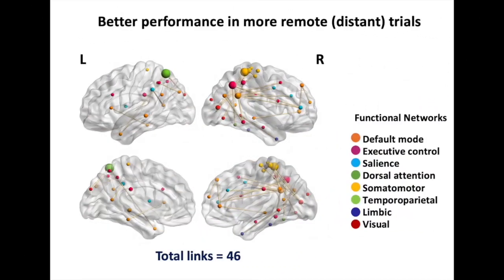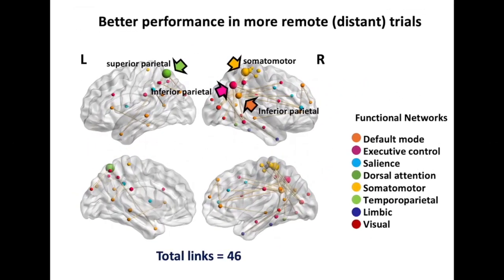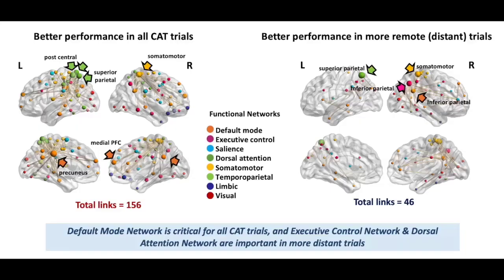The predictive network of better abilities for solving the trials of the task with a higher associative remoteness between the keywords and the response also had a whole brain distribution. The brain nodes with the highest number of connections were localized in brain regions that belong to the somatomotor networks, dorsal attention, default network, and also executive control networks. Overall, we can observe that the default network is critical for solving all CAT trials, while the interaction with executive control network and dorsal attention is more critical for more difficult trials.